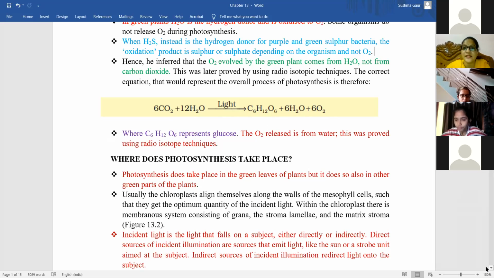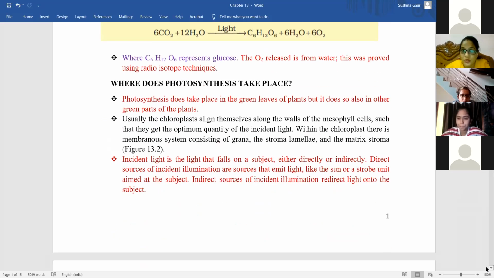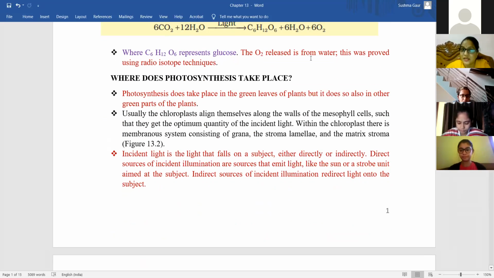So here C6H12O6 represents glucose and the oxygen is released from water. This was proved using the radioisotope technique. So the oxygen is released from these 12 H2O, and how this oxygen is released from water was proven with the help of radioisotope techniques. That is not of our interest, so I have not added much more about that.